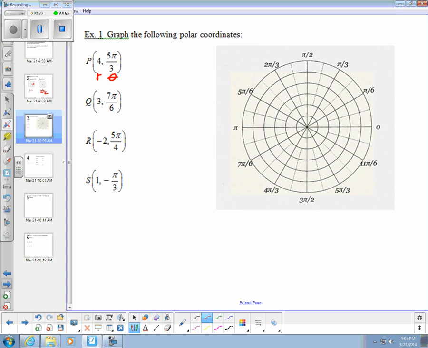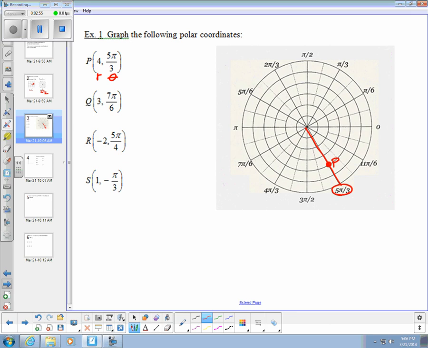Notice that every angle in this graph has a spoke. So if my theta is 5 pi over 3, then I'm looking at this spoke right here of the graph. Now where do I put my point? Well, I put my point a distance of 4 from the pole. So I need to count out 4 of these radius, 3, 4. So I want to go out a distance of 4. So the fourth concentric circle out at the angle of 5 pi over 3, and that is point P.